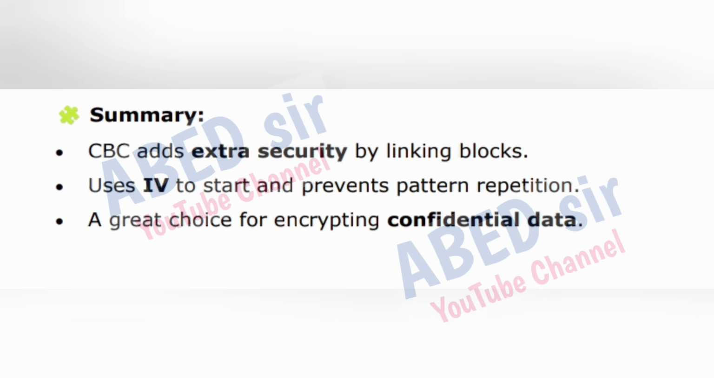Summary: CBC adds extra security by linking blocks. It uses an IV to start and prevents pattern repetition. A great choice for encrypting confidential data.